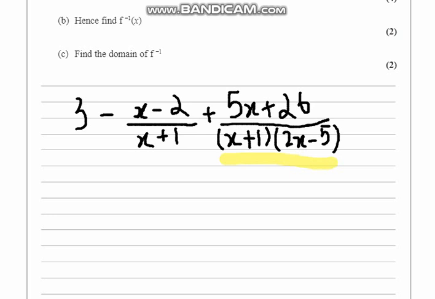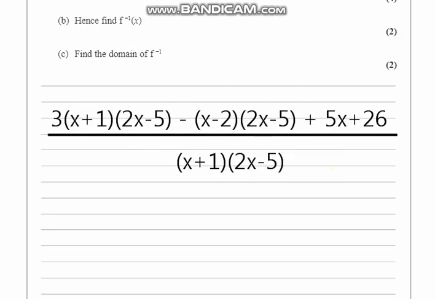What we can do next is multiply everything with this LCM, so that we get something like this. Now I'll expand the bracket and multiply it with 3 here, and do the same here using the FOIL method. We can already see the third one, 5x plus 26, is already written in this form, so we have to do nothing, and the LCM has been done.